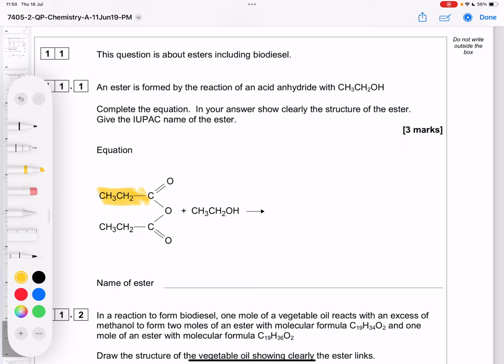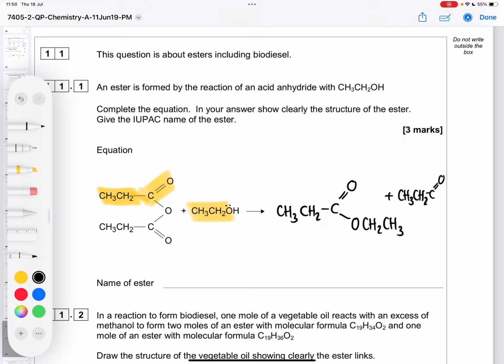This part of our acid anhydride will go into our ester up to the oxygen of our alcohol, because the lone pair on this oxygen is going to attack the delta plus C. So I'm going to copy CH3, CH2, C double bond O, and then we're going to join it to the O of our ethanol, like that. And we're going to be left over with everything that wasn't highlighted, so another CH3, CH2, C double bond O, and then the O with the H from the alcohol joining on.